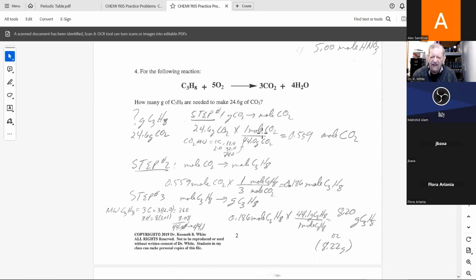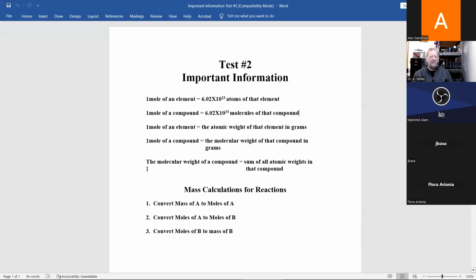And where do we find a relationship of moles of CO2 to weight of a compound, CO2? You go to important information, test number 2. 1 mole of a compound equals the molecular weight of that compound in grams. And the molecular weight is the sum of all atomic weights.